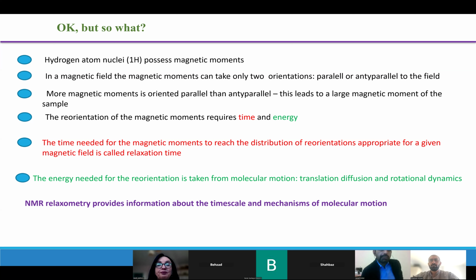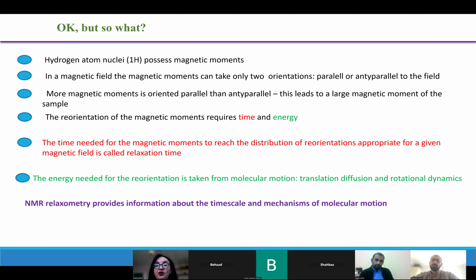In a magnetic field, the magnetic moments can take only 2 orientations, parallel or anti-parallel to the magnetic field. More magnetic moments are oriented parallel than anti-parallel. This leads to a larger magnetic moment of the sample. I suppose that here we agree as well, because the large magnetic moment stems from the difference between the populations of those two energy levels.